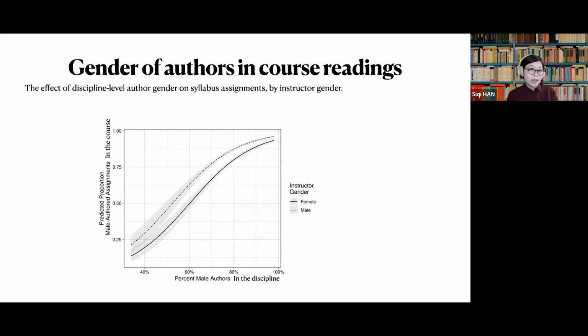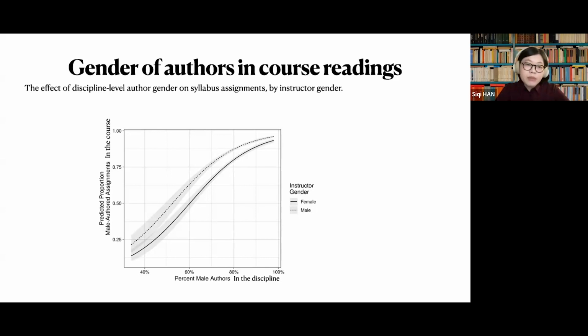So the hypothesis is that maybe in a more male-dominated field, there are more male authored readings to begin with. So of course, there will be a positive correlation here. In a discipline like physics, a lot of authors of the papers or the textbooks are men. Then students or instructors will have to give more readings that are male authored. That's no wonder. But if we separate the instructor gender, female or male, you can see there's still a difference.